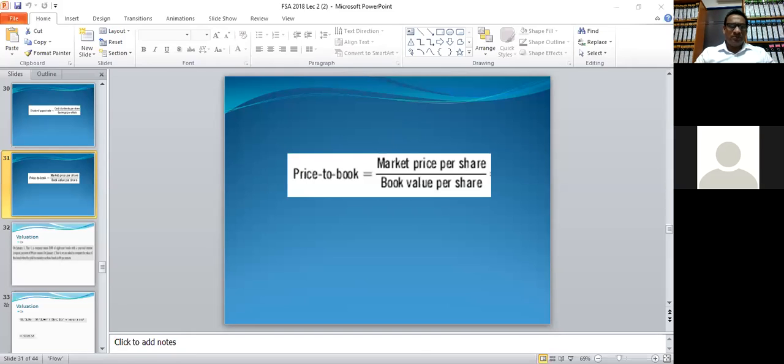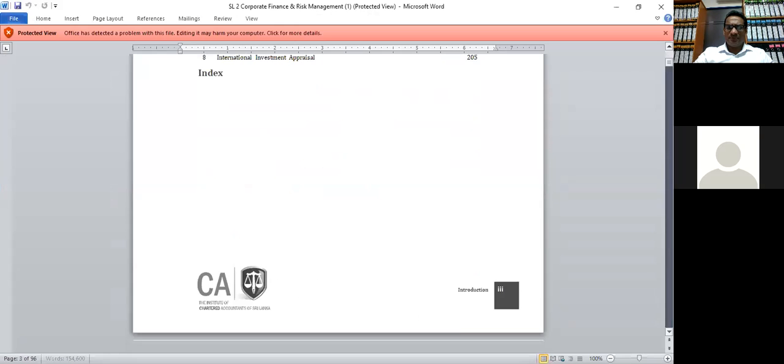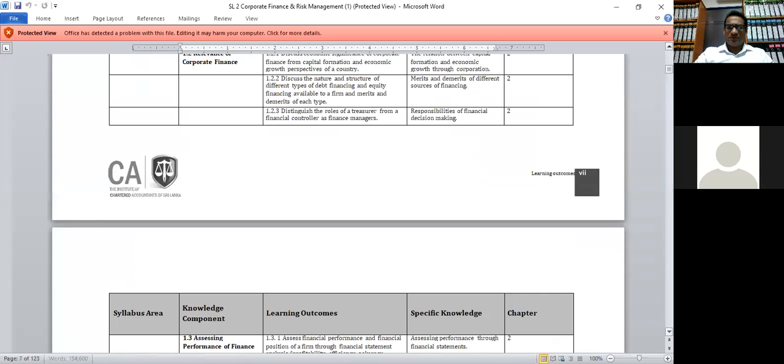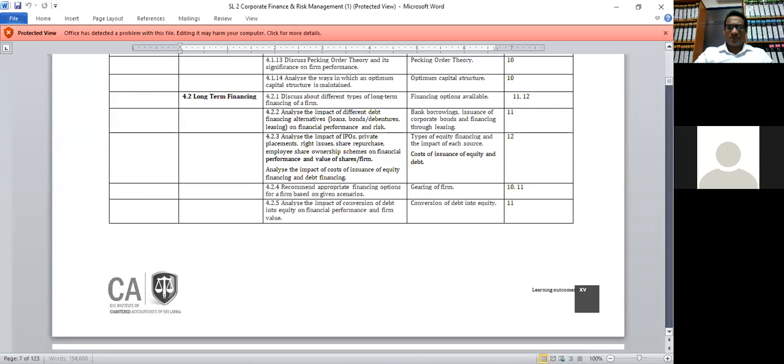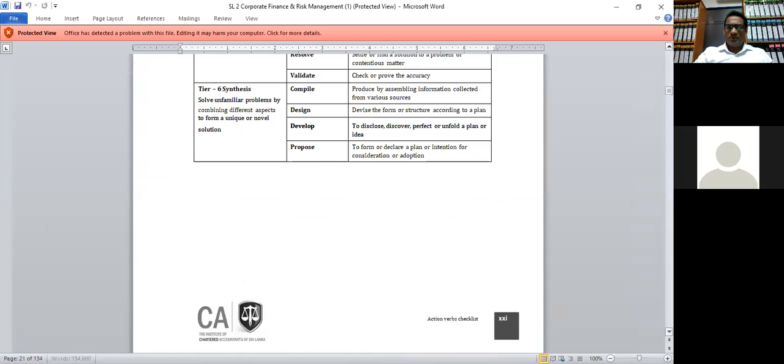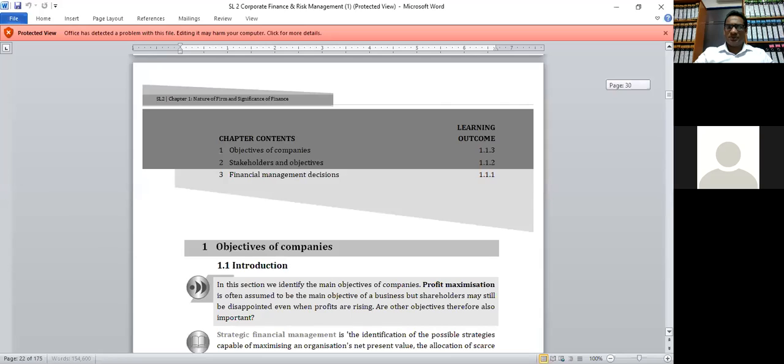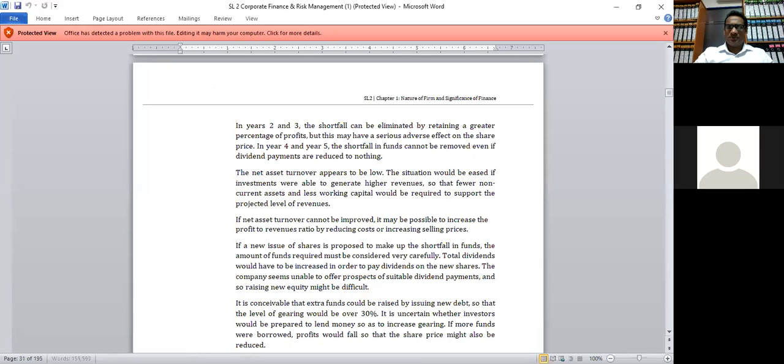I don't think any of you have come to the strategic level yet. This is from strategic level corporate finance, risk management. Not a very difficult question, but I will pick it because it involves financial statement analysis and also ratio calculation. I don't know whether you can see the screen. Can you see the screen? Okay, fine.